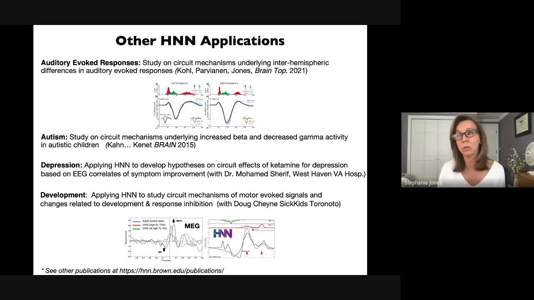HNN is a new tool. It's been developed over the last couple of years. And when I say that, I mean the graphical user interface. The underlying model has been used in lots of prior publications, mainly from my own lab, but now there's starting to be some other groups using the model now that we have this graphical user interface.